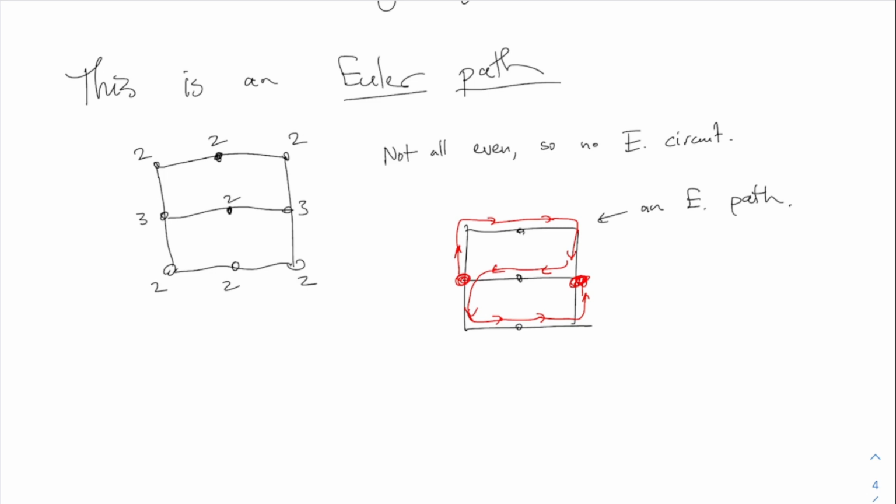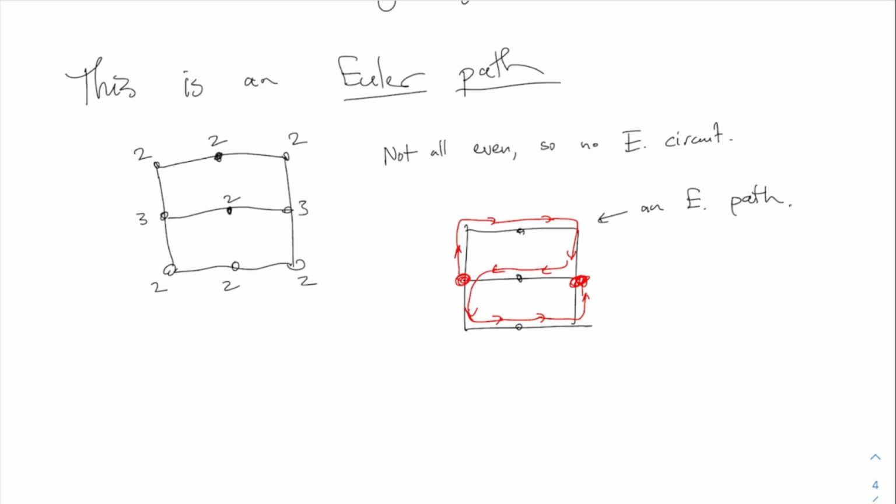I would say they still have to all be even, except where I started is going to have 1 extra edge, and where I finished is going to have 1 extra edge. That means, really, there's 2 odds, and the rest are even. And this is Euler's theorem about paths: there's an Euler path when there are 2 odds and the rest are even. Those 2 odds will have to be the starting point and the ending point, because the starting point has 1 extra edge going out, and the ending point has 1 extra edge coming in.